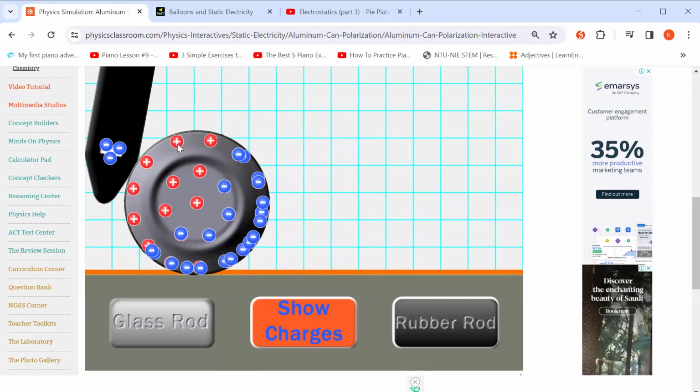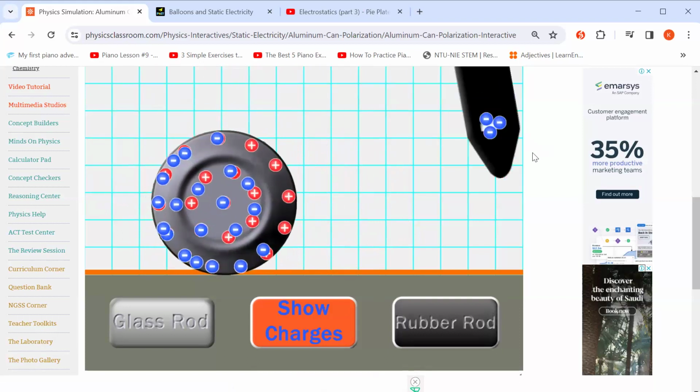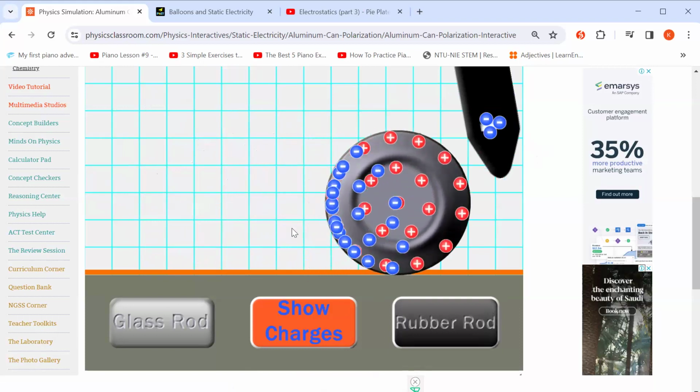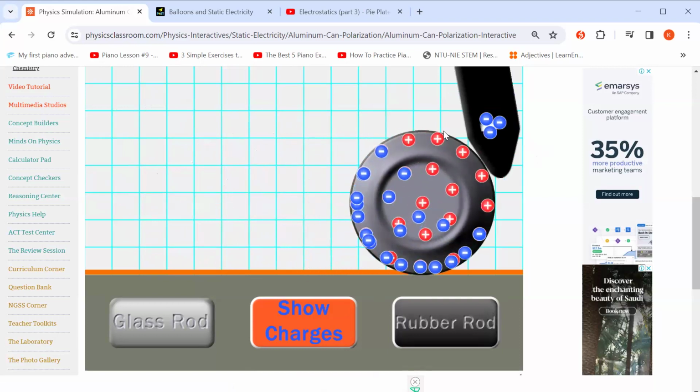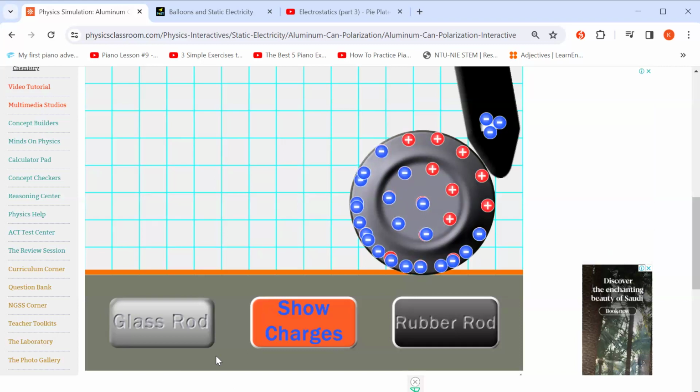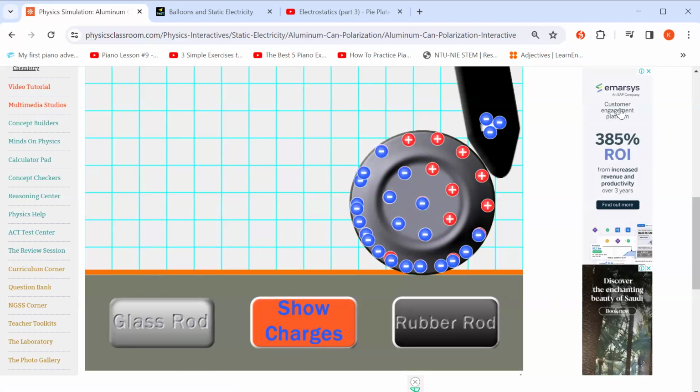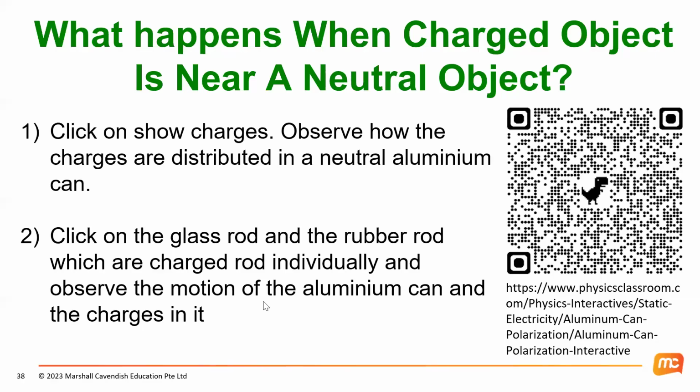So we will leave this side, which is nearer to the rod, positive, and it will attract. So you can see, if I bring it over here, the same thing will happen. The electrons will all be repelled to the other end, leaving this side positively charged, and unlike charges attract, so it will attract again. So we can see that whenever a charged object is brought near to a neutral object, it will attract.